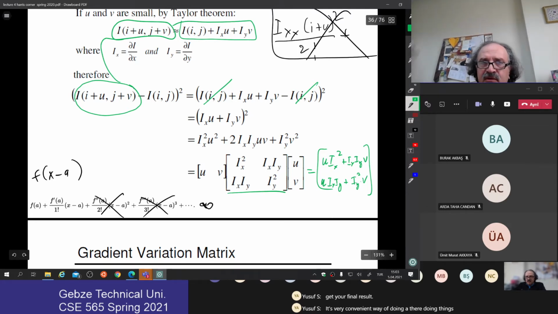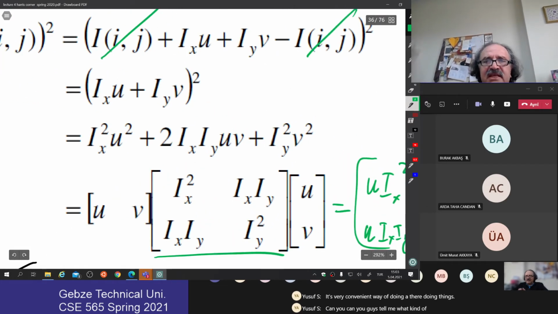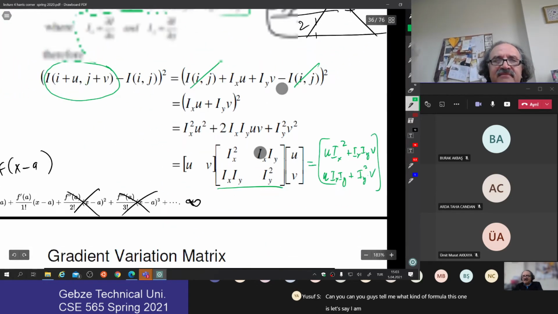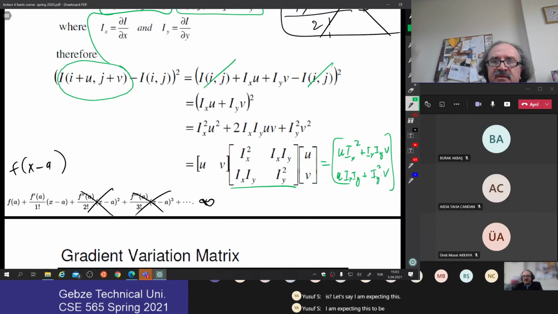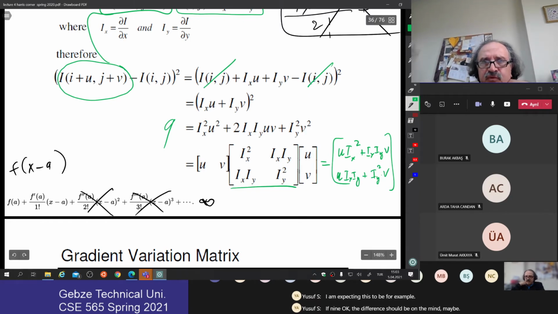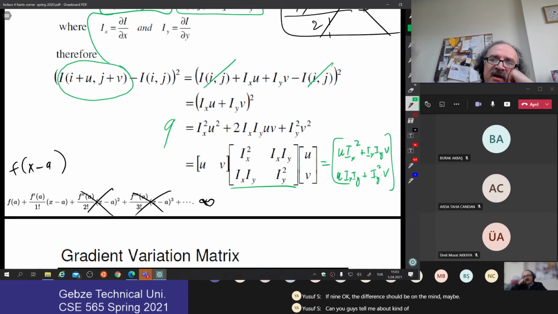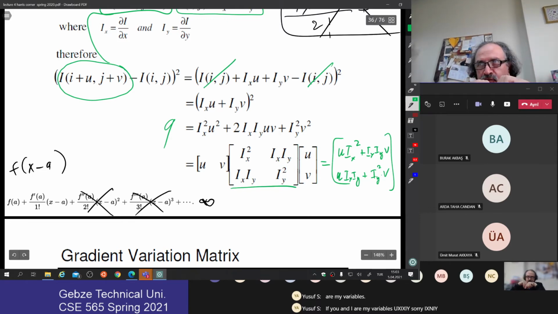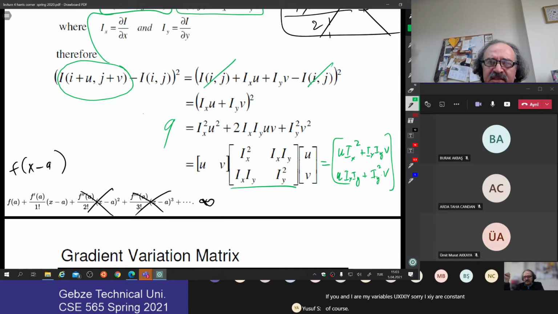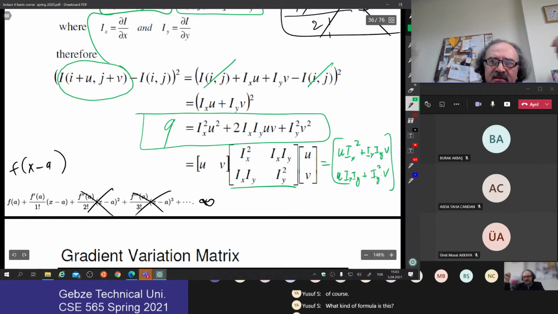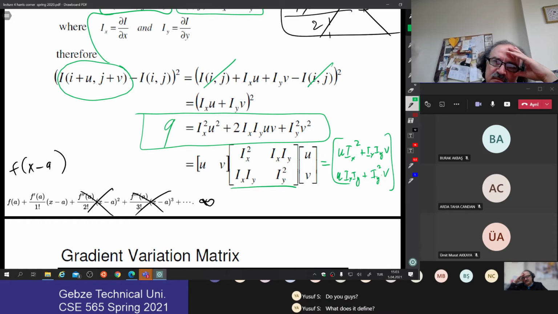That's a very convenient way of doing things. Can you guys tell me what kind of formula this one is? Let's say I am expecting this to be, for example, 9. Okay, the difference should be 9 maybe. If u and v are my variables, and ix, iy are constant, of course, what kind of formula is this? What does this define? Circle.